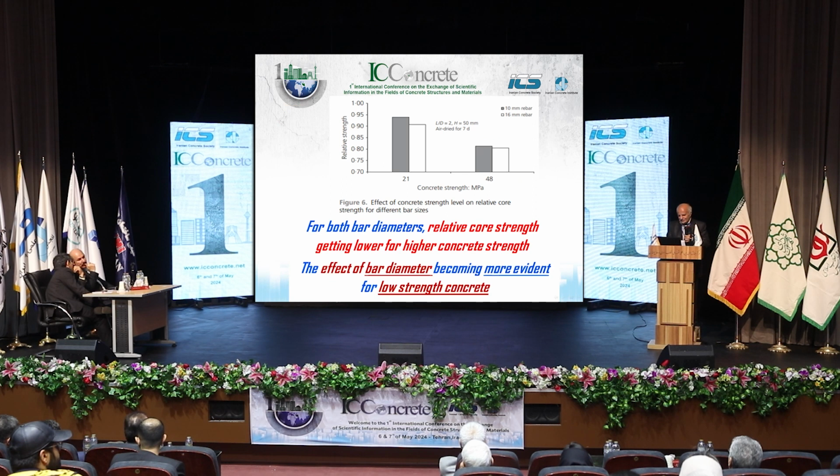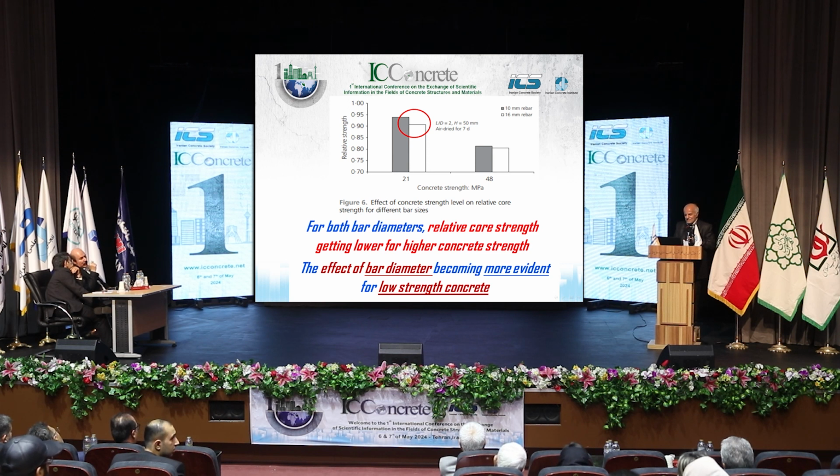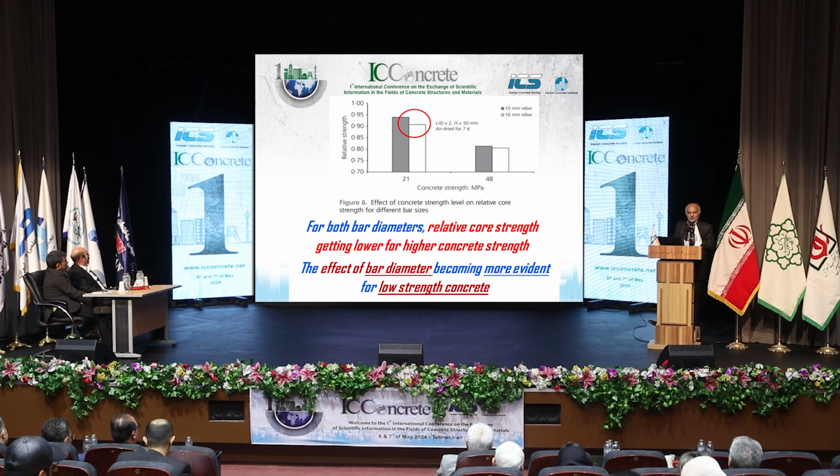Also, I have another figure for two different strength levels, 21 and 48. As you can see, for both diameters, relative strength gets lower for higher strength concrete. Look at here. The difference between the two bar diameters is more effective for concrete with low strength. So once again, I want to specify that the effect of bar diameter becomes more evident when you're considering low strength concrete.